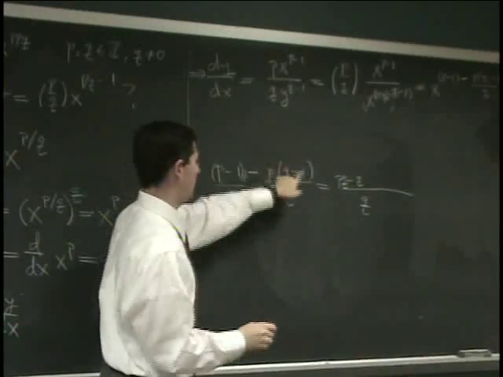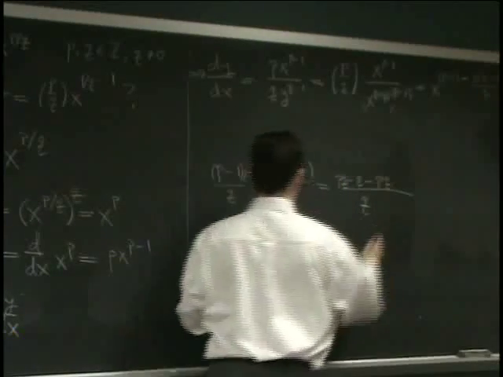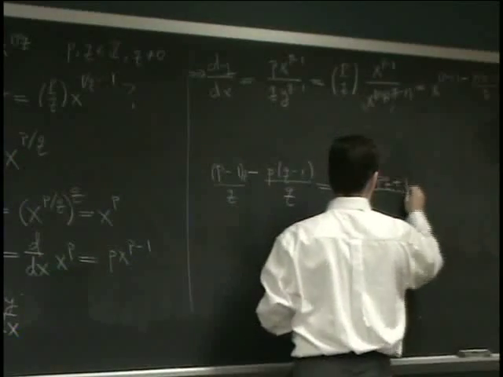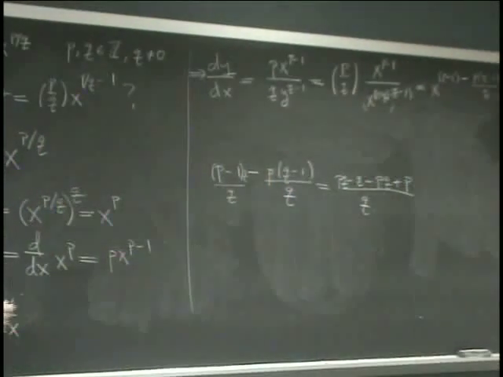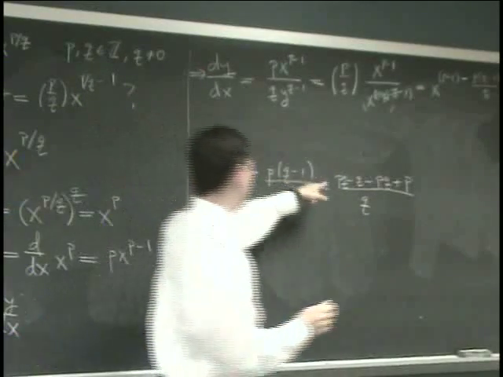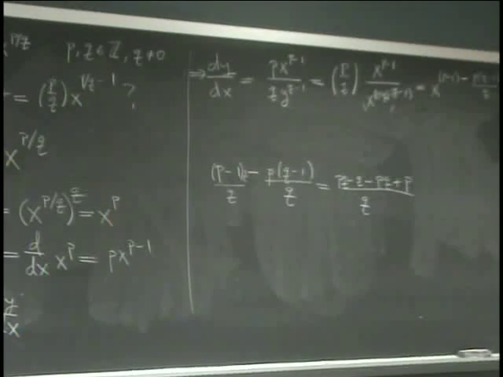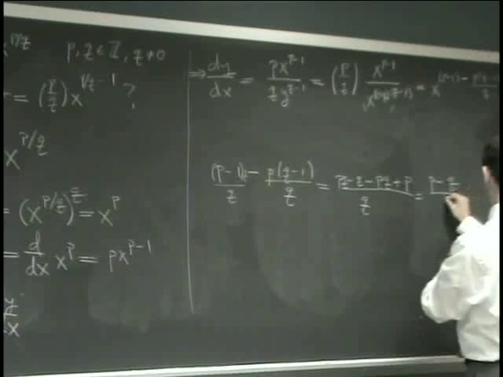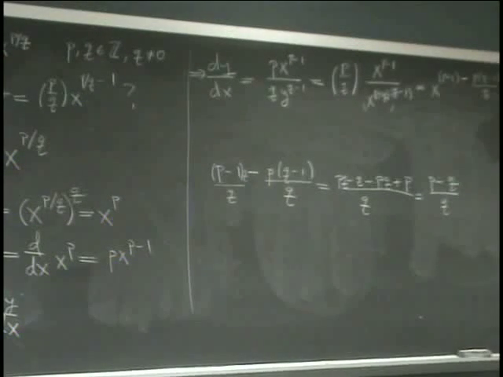minus pq, minus is plus, p times 1 is p. So plus p. Ah, that's not so bad, right? Because the p and the pq's are going to cancel. So you're left with p minus q over q. And if we split this fraction back up, this is p over q minus q over q, which is p over q minus 1.